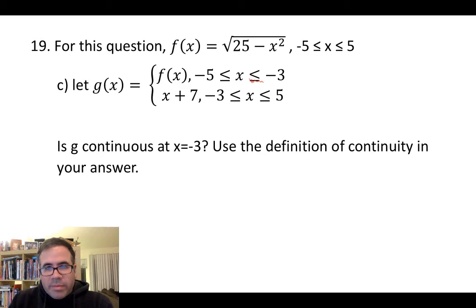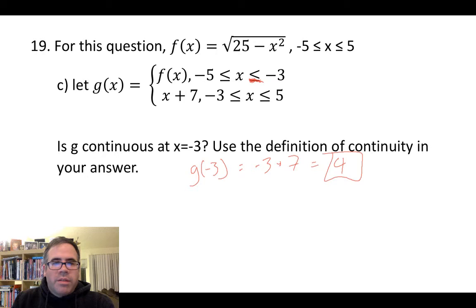Well, yeah, so pay no attention to this. We'll find what g of negative 3 is. Because for continuity, we need that the function exists at the point, and that's equal to the limit at the point. So we'll start for what the value is at that point. You can define it with this. It's negative 3 plus 7, which is equal to 4. Hooray. So that's the value of the function. Now we need the limit.